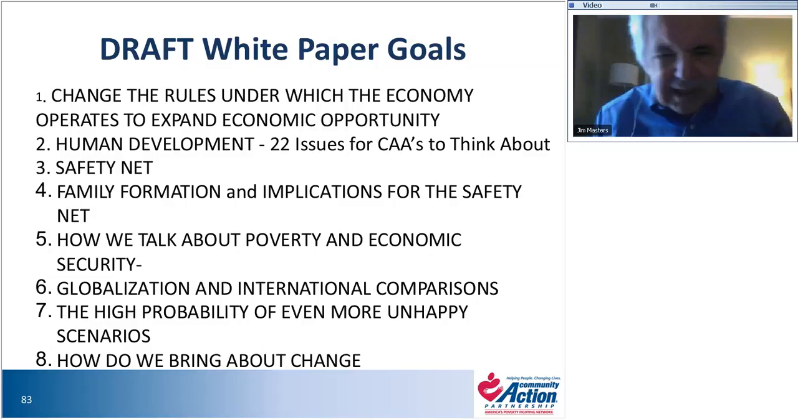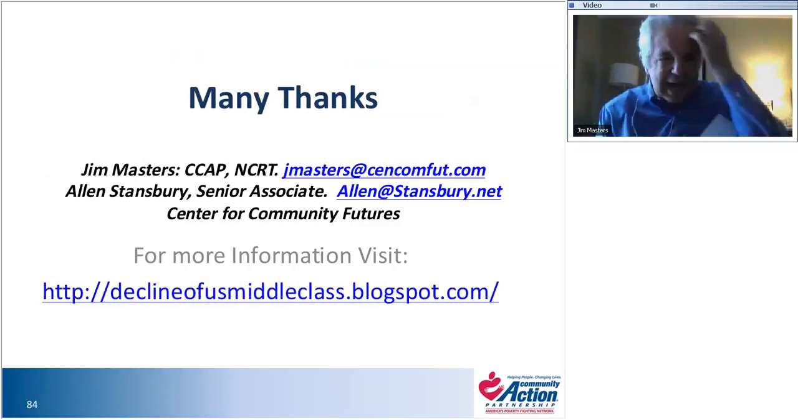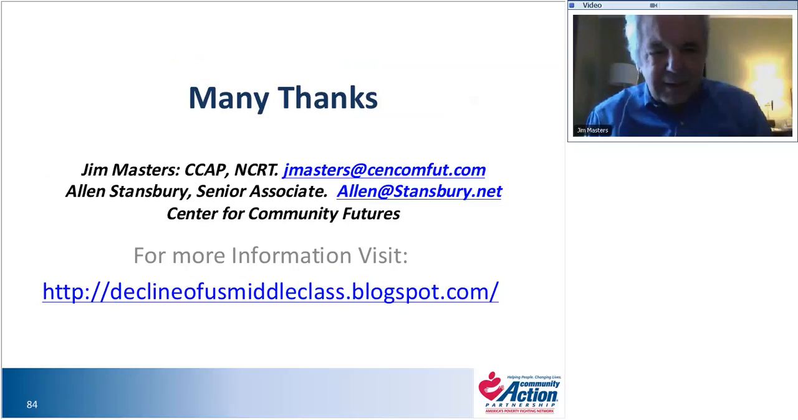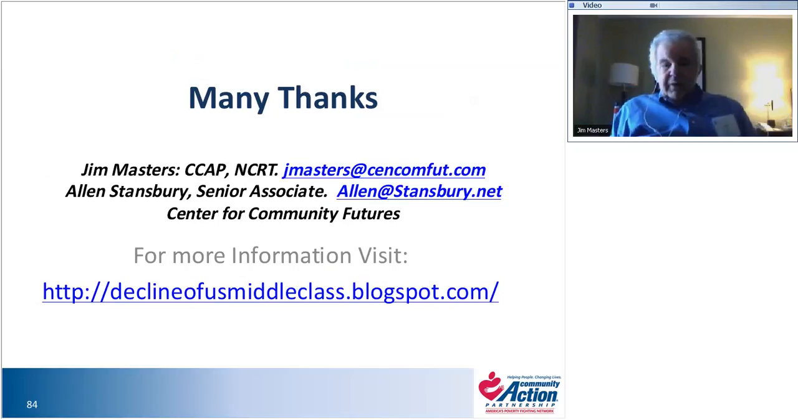Back to Hyacinth. Oh, here we go. Alan does a fantastic blog, Decline of the Middle Class. You can find this through our Center for Community Futures website, or when you download this PowerPoint, you can click directly on this. Alan has over 130 entries on national trends of the type that we were talking about today. So, Alan, do you have any concluding comments before we turn it back to Hyacinth?